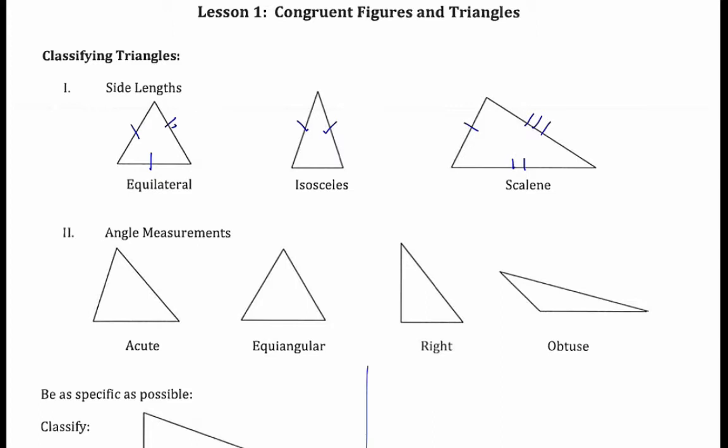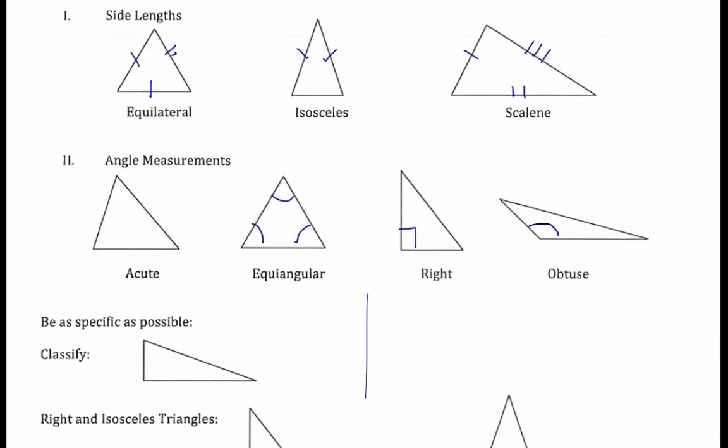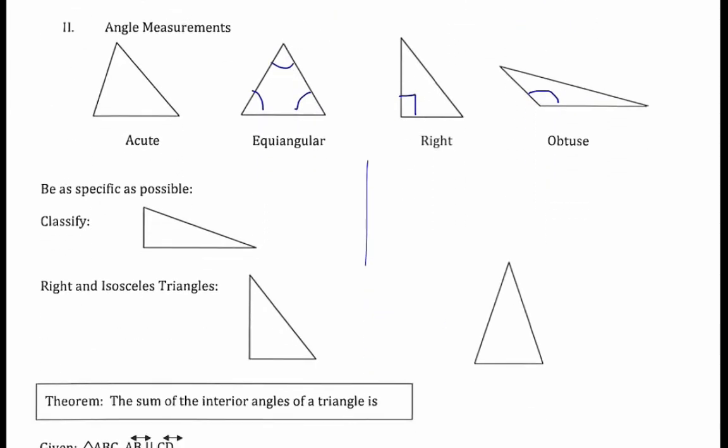If we wanted to classify them based on their angles, any triangle that has all three angles acute would be an acute triangle. If all the angles were the same, we would call that equiangular. If there was exactly one right angle, we call that a right triangle. And if there's one angle that is bigger than 90 degrees, an obtuse angle, we call that an obtuse triangle. When we're classifying these triangles, we want to be as specific as possible.